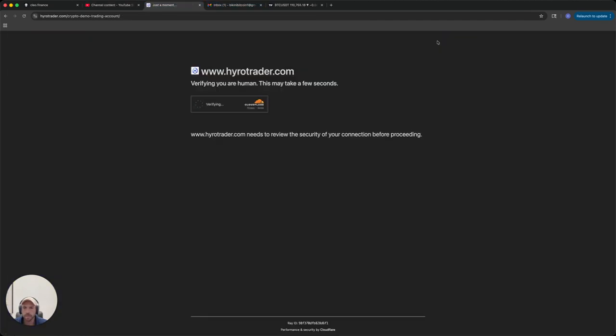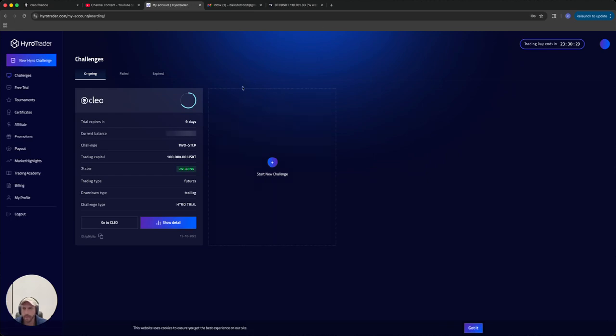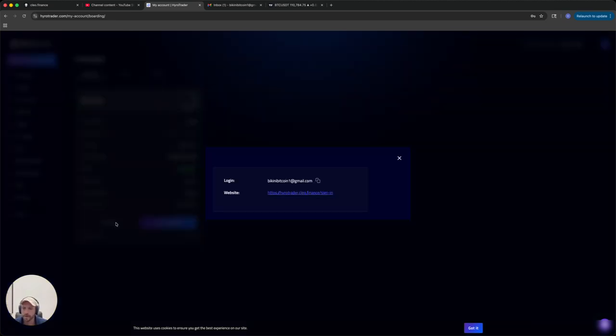So free trial, just click there. It's HyroTrader.com, HYRO trader.com. I already have an account, so I just go to my account. And then I'm on this Clio. There's an option to use either Clio or Bybit. And I chose Clio because it's no KYC and it works for Americans. And I used Clio because this was $100,000 and I didn't need to connect my Bybit account. So I just wanted to try this out as the simplest way to get started right away. So that's what I recommend you do.